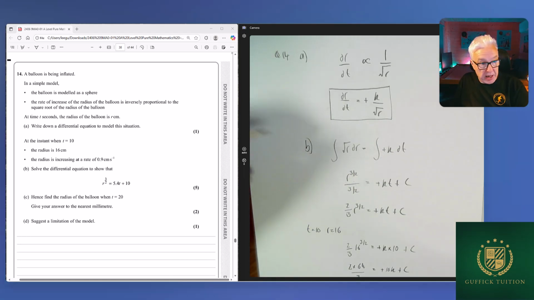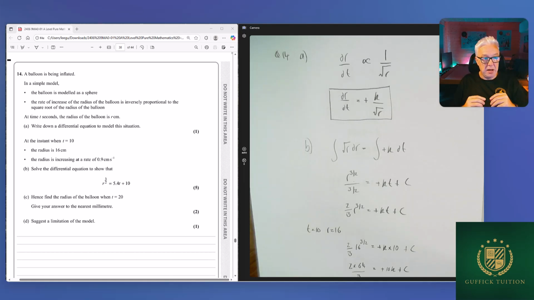Okay, so part B now. It says, at the instant when t equals 10, the radius is equal to 16, and the radius is increasing at a rate of 0.9 centimeters per second. Solve the differential equation to show that that equation is true.